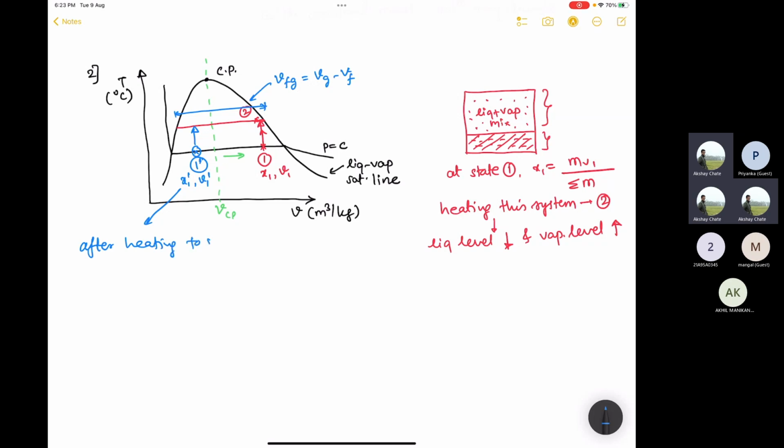after heating to state 2 prime, let's say it will be 2 prime here, there your liquid level will actually increase and vapor level will decrease. So this was the precise point that was conveyed by Professor Chakraborty also. And I am telling you the same point again because it is an important concept.